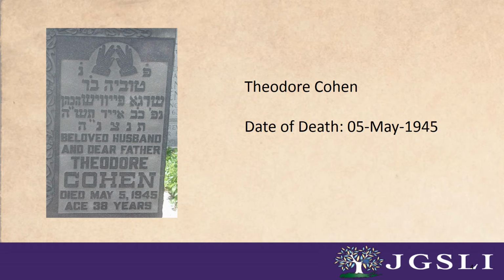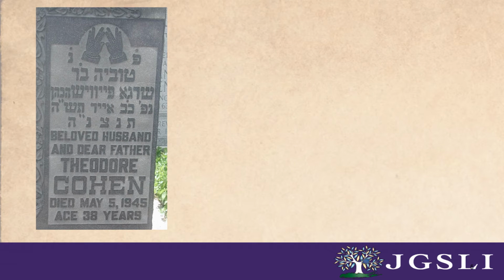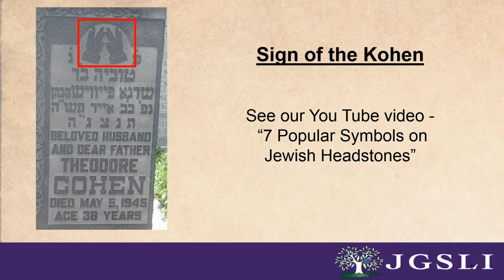Let's use the headstone for Theodore Cohen as an example. The first thing we notice is the large symbol at the top of the stone. This is a representation of the high priest's hands that bless the congregation. Please take a look at our earlier video, 7 popular symbols on Jewish headstones. In addition to the symbol, we can see at the end of the name the designation HaKohen, the Cohen.